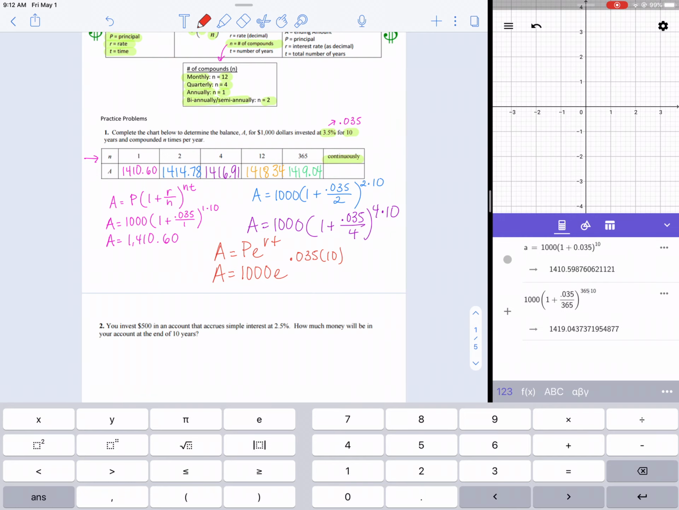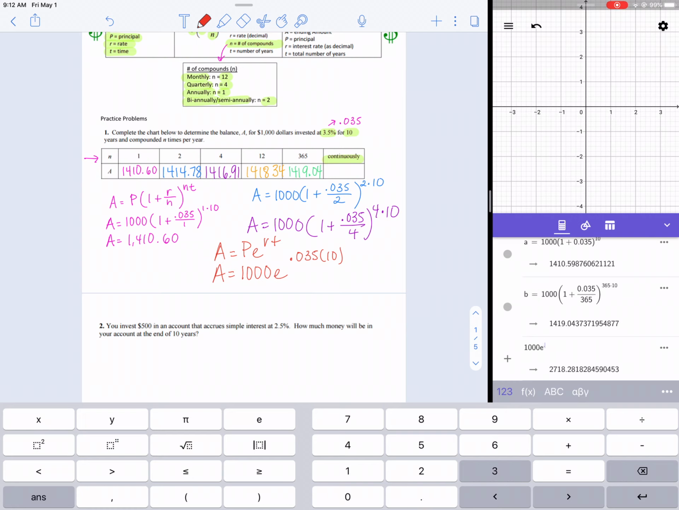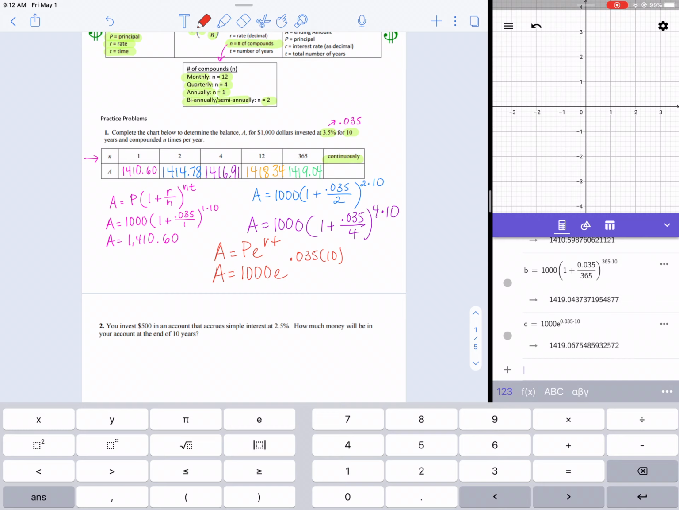Okay, so watch how this changes. Here's my number, 1,000, base of e, raised to the 0.035. Nope, I missed my 0.035 times 10. And there's my number. Not much difference.